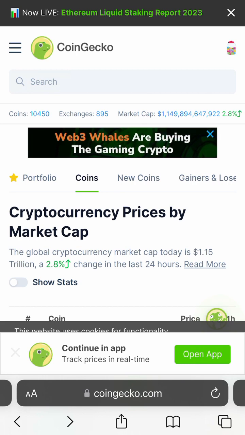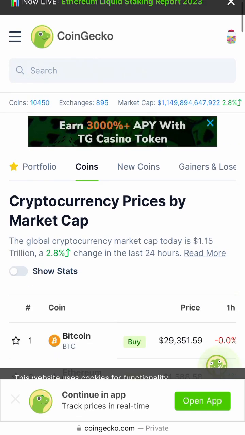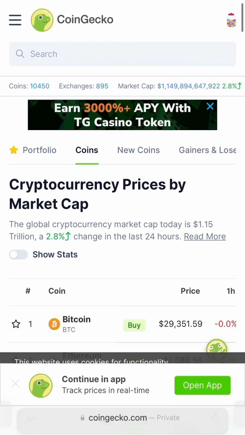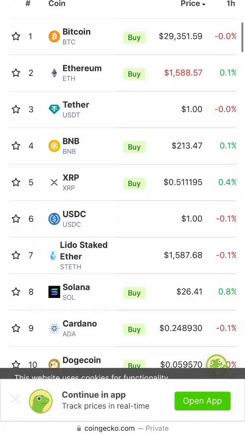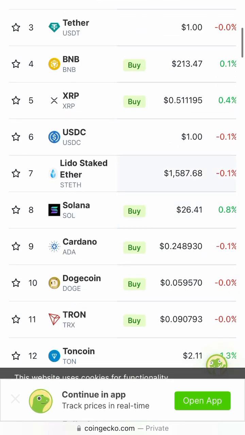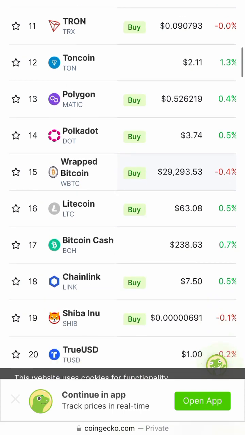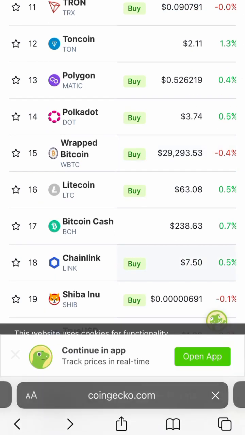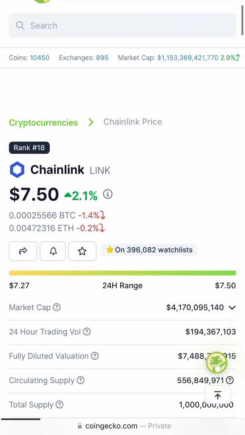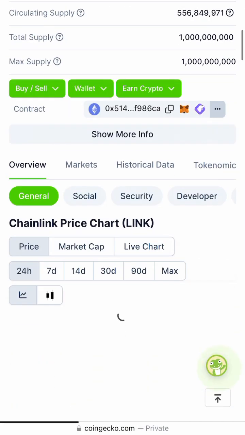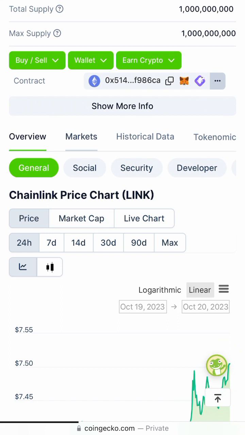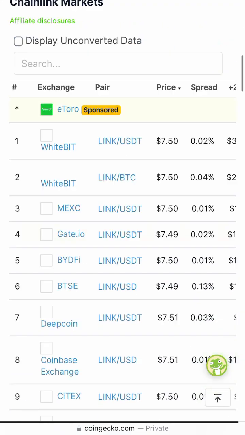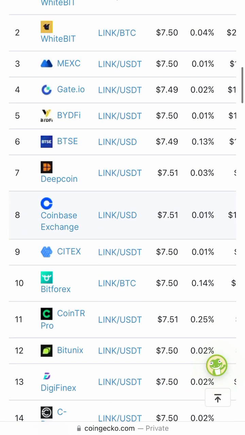Let's take, for instance, you got an asset. Let's research for an asset. Let's go to coingecko.com. Once you are there, you are going to see a list of tokens. Now let's research one particular token. Let's check Chainlink. Inside this Chainlink page, you are going to see the different markets that Chainlink is listed on. If you come down, you're going to see overview and then markets. When you click on markets, you will see so many exchanges that Chainlink is listed on.